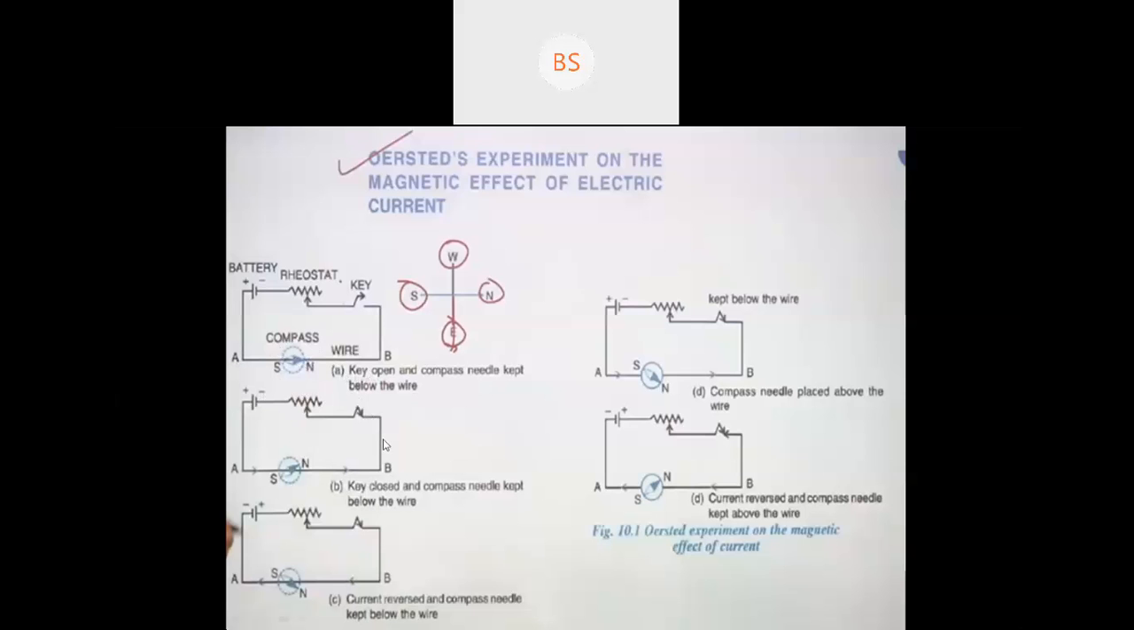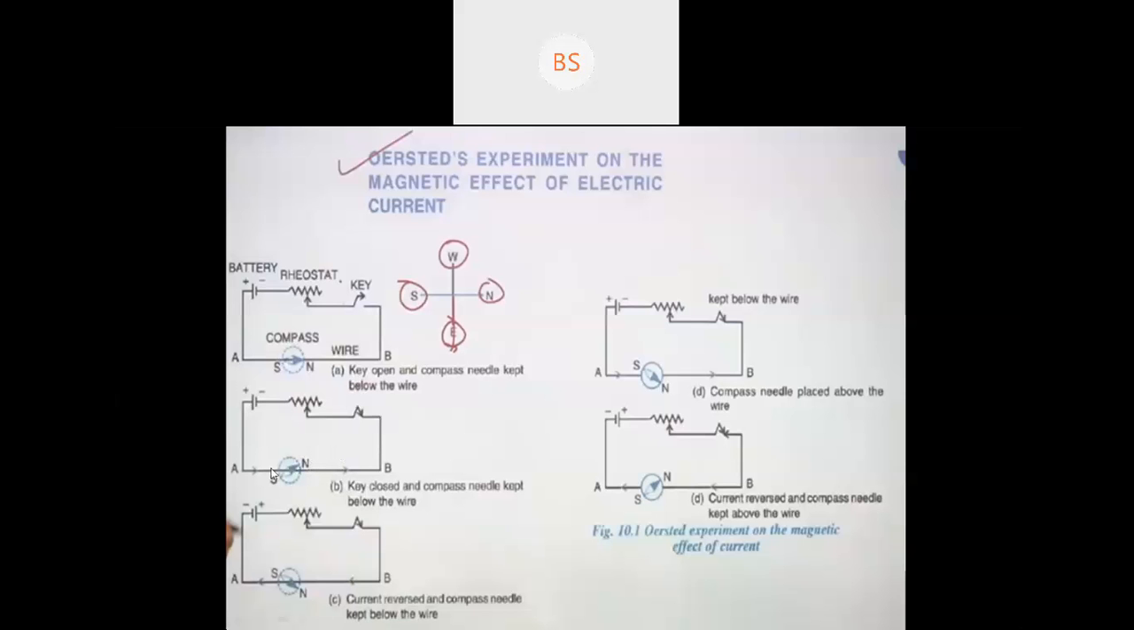Next, what he has done in the second experiment, you can observe in the second figure. Now the key is closed, it is not open. When the key is closed, will current pass or not? Yes, current is passing. When the key is closed, current is passing now.